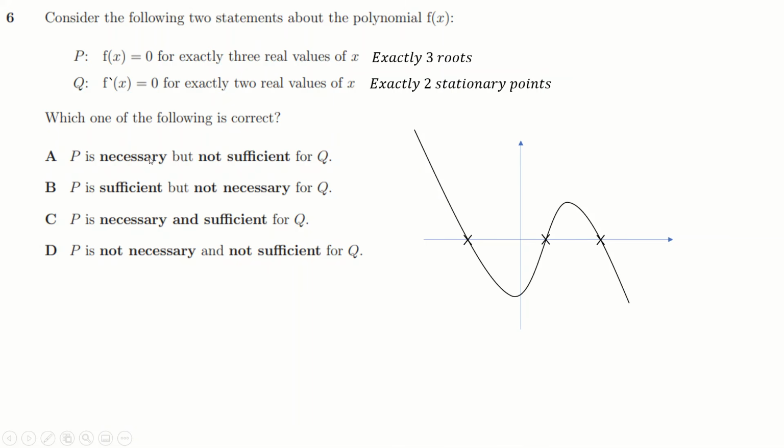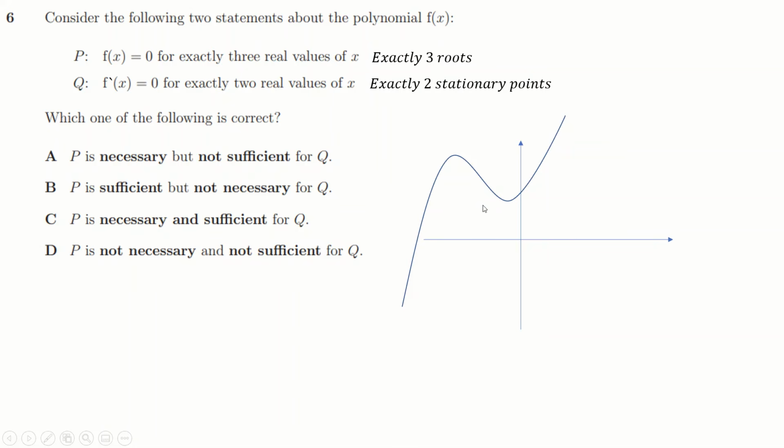What it's saying is which of these is true? Is P necessary for Q, or is it not necessary, or is it necessary and sufficient, necessary not sufficient? And when you're doing necessary sufficient questions, the way to go is always to think of examples and counterexamples. So can you draw a graph that has 3 roots but doesn't have 2 stationary points, or has 2 stationary points but not 3 roots?